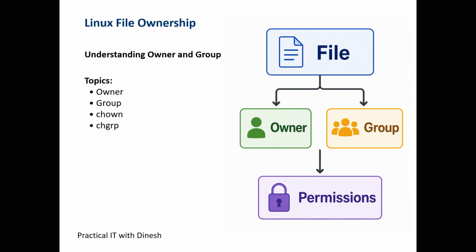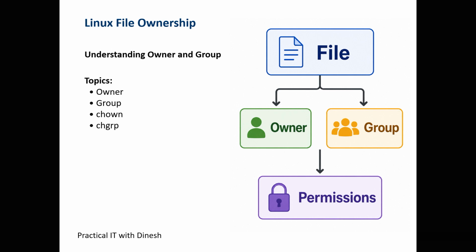In the previous lesson, we learned about Linux users and groups. We also saw that every file has an owner and a group. But what if a file belongs to the wrong user, or you need to transfer ownership to another user? That's exactly what we will learn today using the chown and chgrp commands.